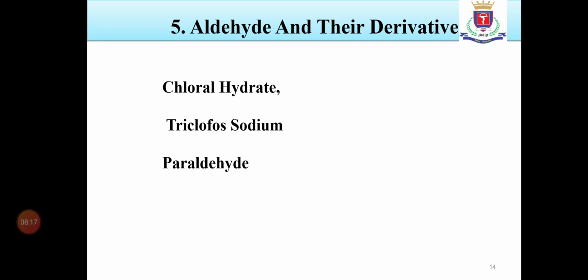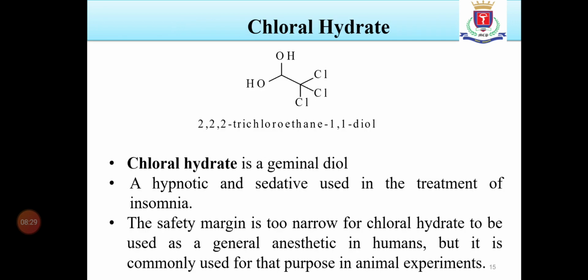Last class of sedative hypnotics is aldehyde and their derivatives. The examples are chloral hydrate, trichlorophos sodium and paraldehyde. We will see all the drugs one by one. First is chloral hydrate, a very simple structure. It's a 2,2,2-trichloroethane 1,1-diol. Chloral hydrate is a geminal diol. Geminal diol means a diol where the OH groups are present on the same carbon atom. It's called geminal.